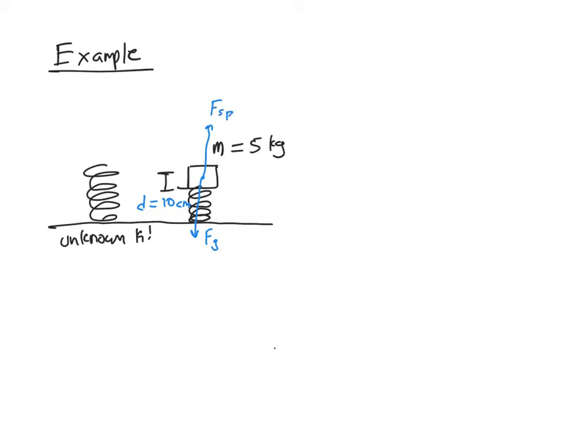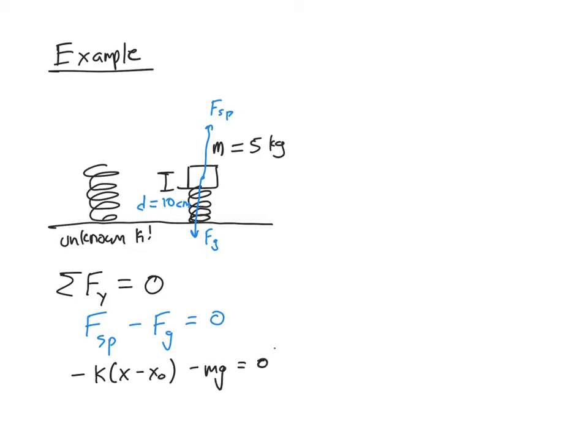So if we try to solve Newton's second law in the y direction, we'll get that the sum of the forces is equal to 0. They're equal to 0 because this mass is not accelerating, it is not moving at all. So then we can put in the two forces in this problem: the spring force minus the gravitational force should be equal to 0. And now we can put in the definition of the spring force that we learned in the last slide: minus k times (x minus x naught) minus mg equals 0.